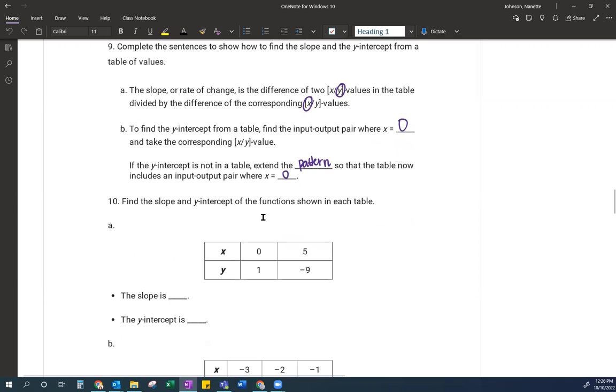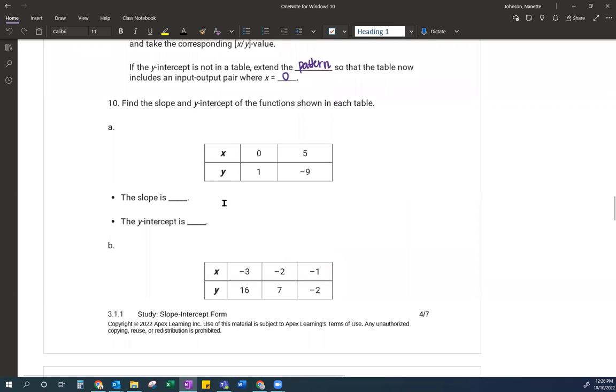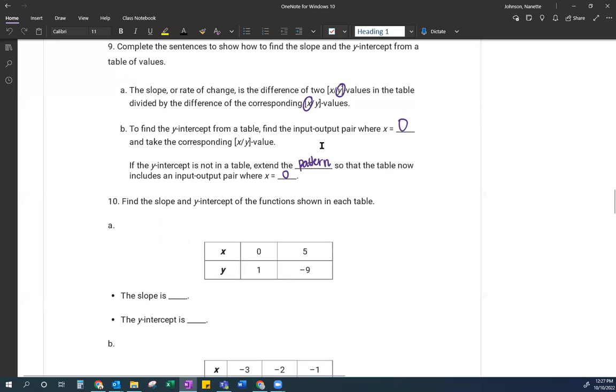Okay, find the slope and the y-intercept of the functions in the table below. The slope is what? What would our slope be here? Well, according to this, oh, I forgot to circle this and take the corresponding y value. Okay, so here, according to this, we're supposed to take the difference of the y's. So subtract the y's, sure. So what is that? From 1 to get to -9, that's -10. Oh, wait, I'm subtracting. Sorry, I did math too quickly. I should do 1 minus -9, which is 10.